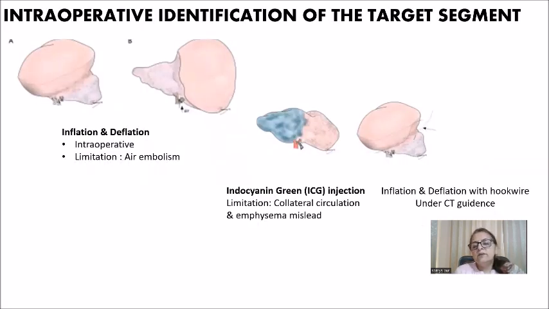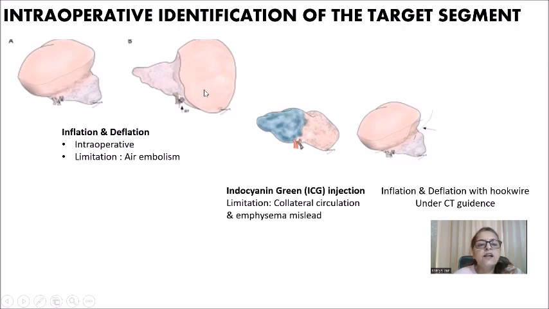While intraoperatively, to identify the segments, there are various methods which have become popular now. One of the most popular is the inflation and deflation technique. In this, we need extra manpower who will be handling the bronchoscope to either inflate or deflate the particular segment by putting the bronchoscope into the concerned tertiary bronchus. But the limitation here can be air embolism.